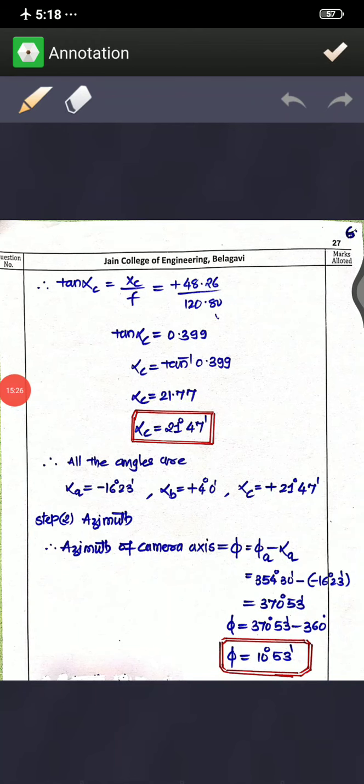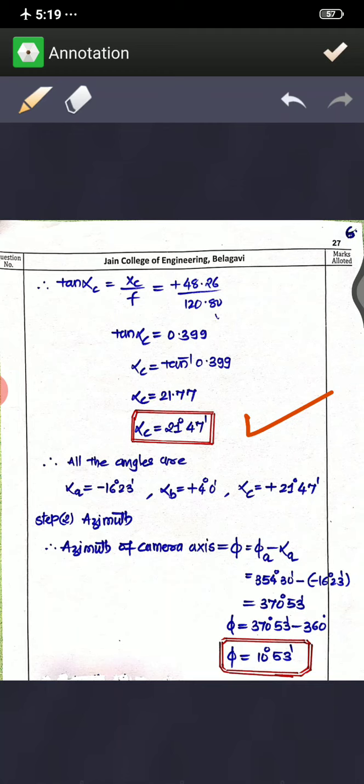Now tan alpha C, in the same way as alpha A and alpha B, is XC divided by f. We know that C lies in the first quadrant, so both are positive, so XC is also positive, that is plus 48.26 divided by 120.80. Tan alpha C is equal to 0.399 and alpha C is equal to tan inverse of 0.399. Alpha C you will be getting 21.77, and if you press the degree minute second switch on the calculator, you will be getting alpha C is equal to 21 degree 47 minutes.